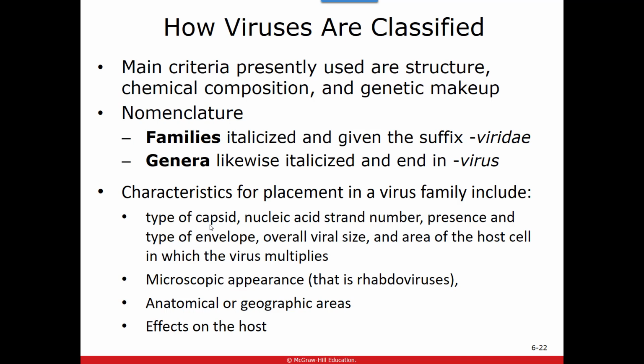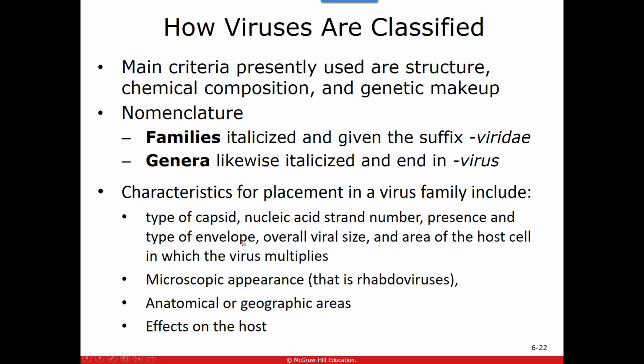The rhabdoviruses, the viruses that cause rabies, actually have a bullet shape to them. So they have a very unique outer shape. We group them based on anatomical or geographic areas we find them. We can group some of them based on hosts. So there's lots of ways we group viruses. Kind of what it's made up of is some of the first ways we do group them, though.